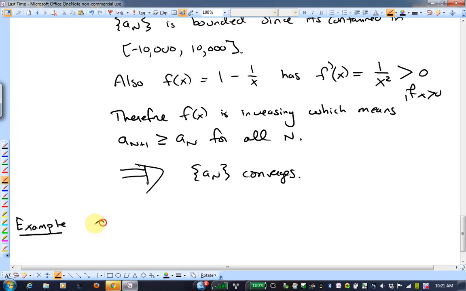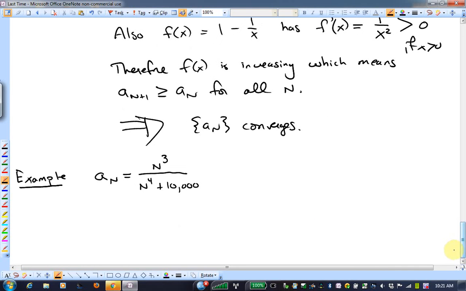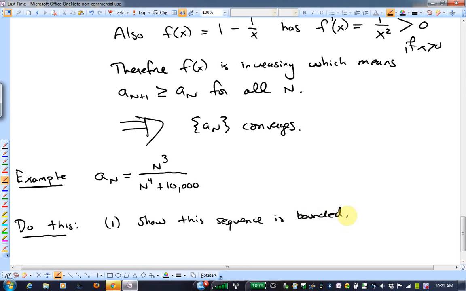All right, so here's a cool example. We're going to make a_n equal to n cubed over n to the fourth plus 10,000. I'm going to give you a little work to do. I want you to, number one, show this sequence is bounded. Okay, that's not hard to do, of course, because you've got n cubed divided by n to the fourth, and you kind of know what's going to happen here, right? As n gets bigger, this is basically going to act like 1 over n.